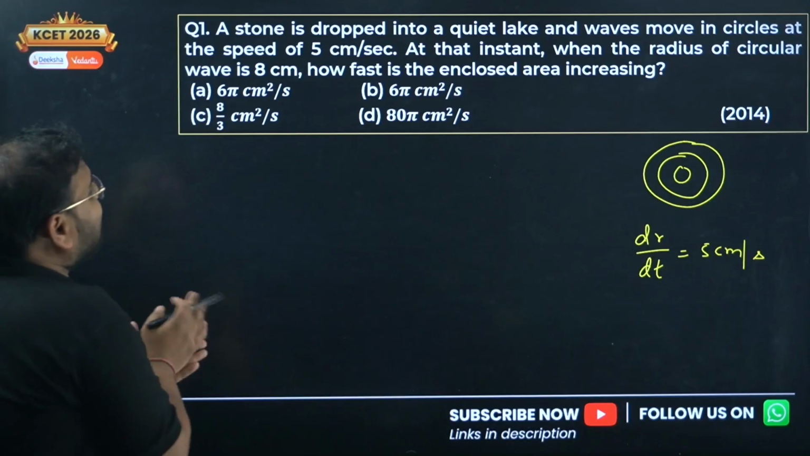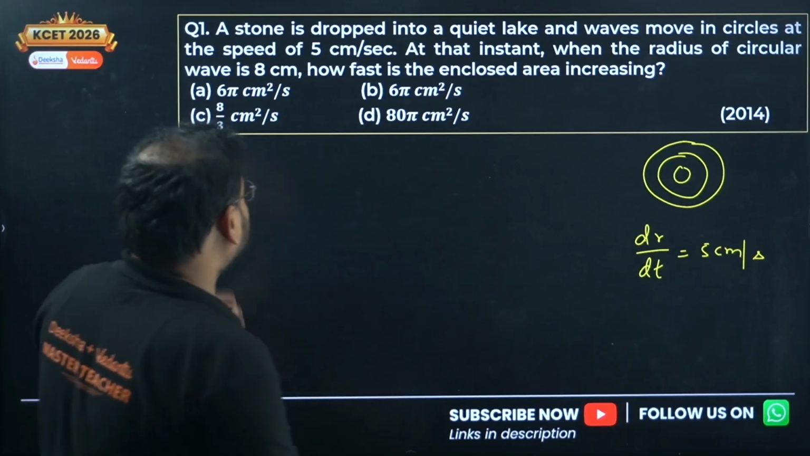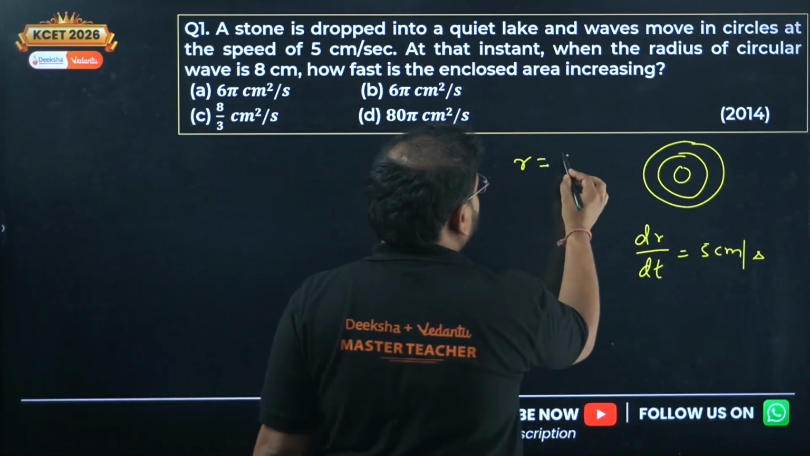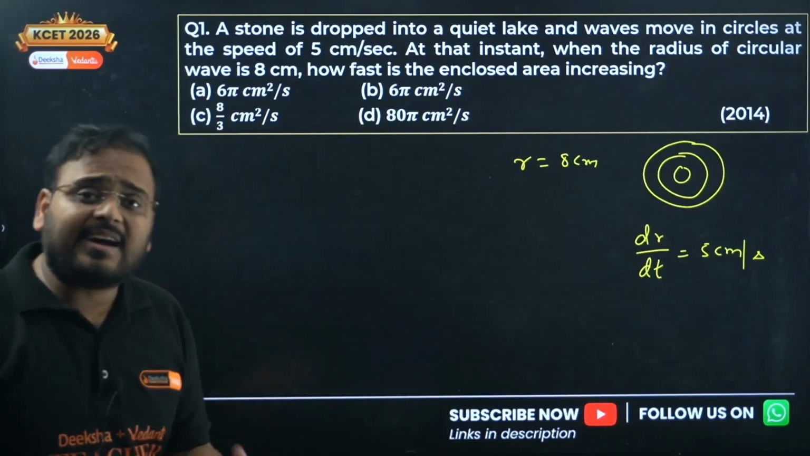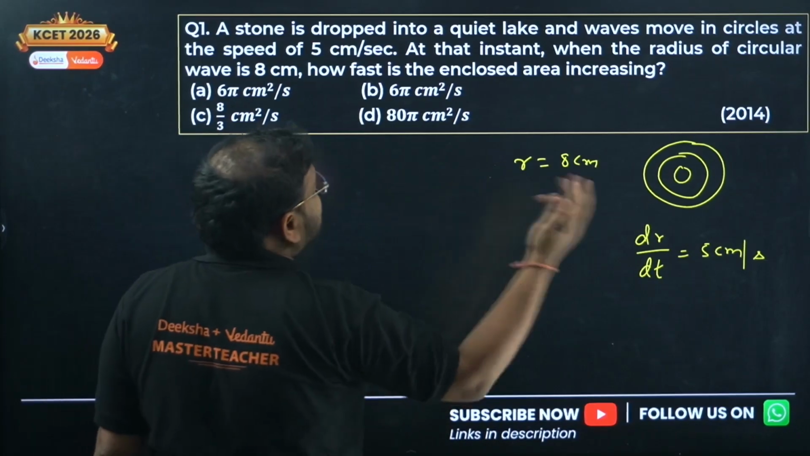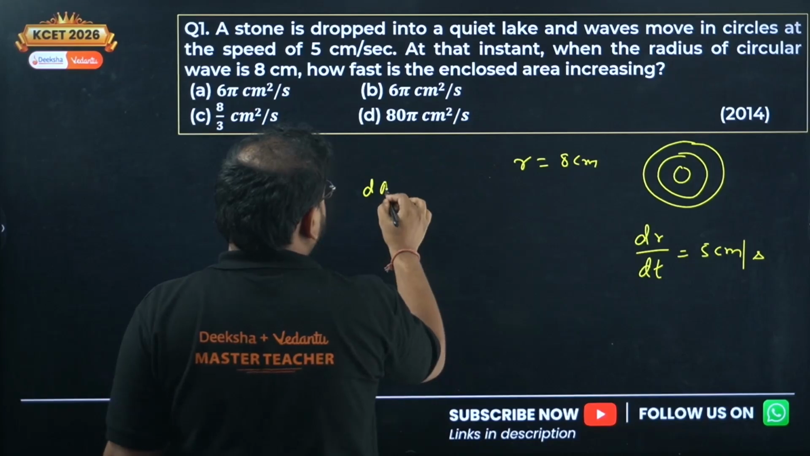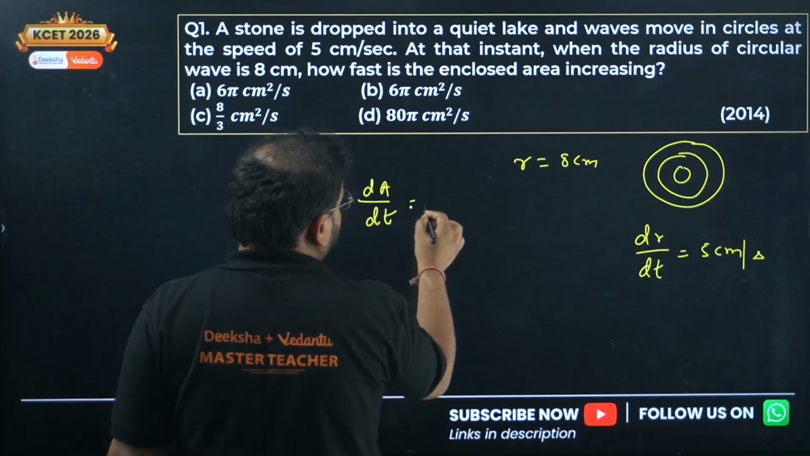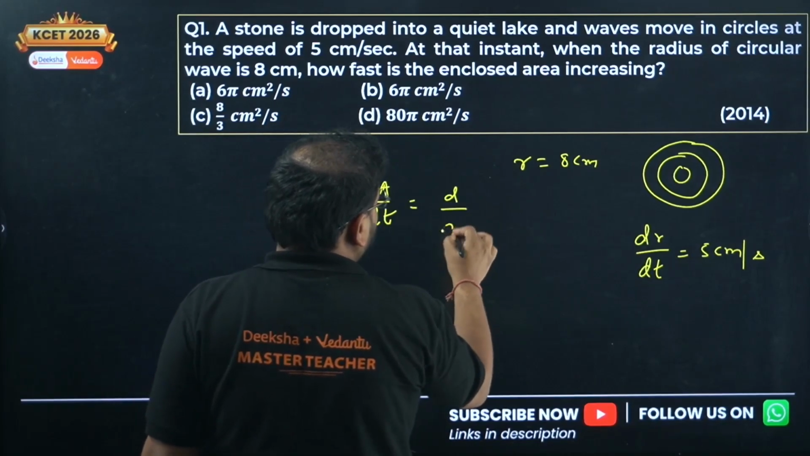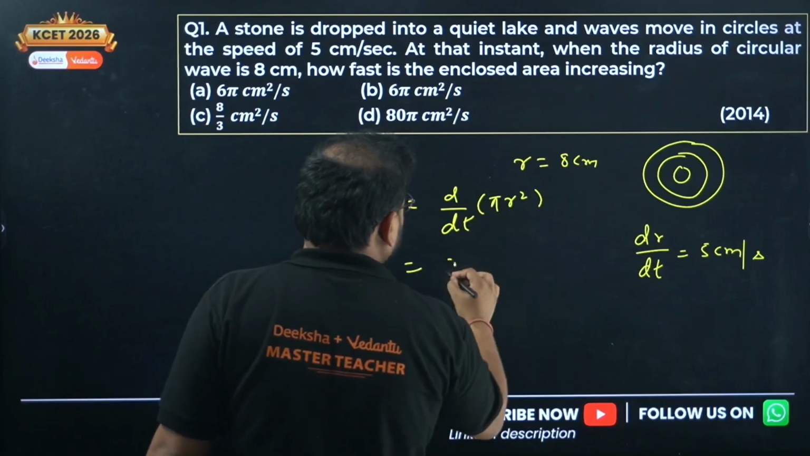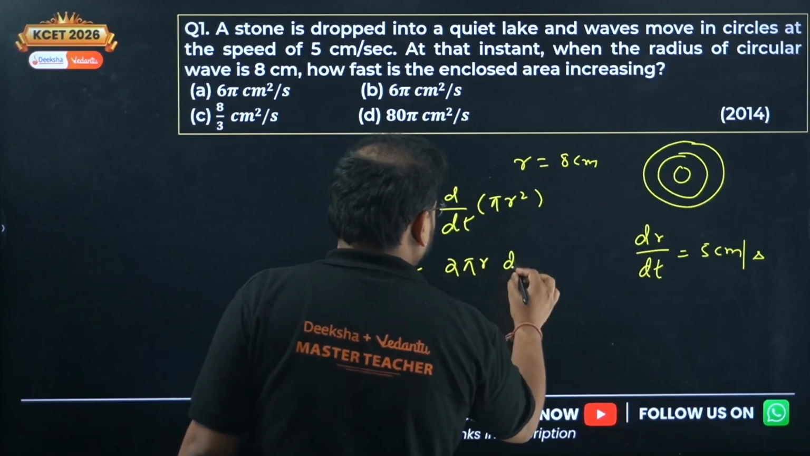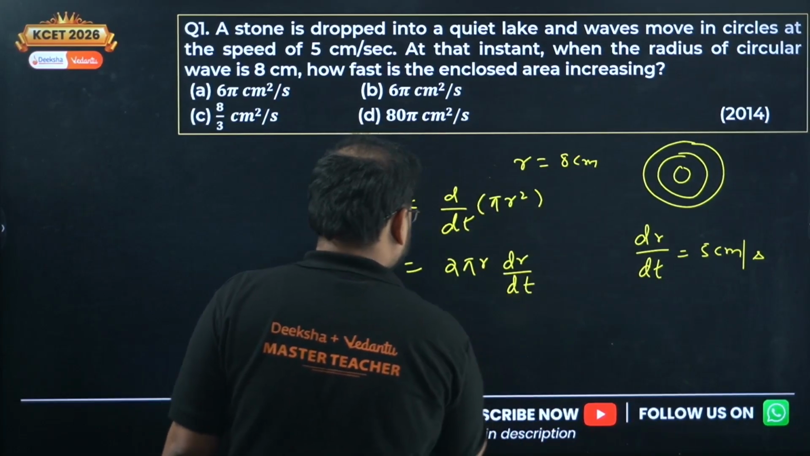Next, at that instant, when the radius of the circular wave is given as 8 centimeters, they're asking how fast the enclosed area is increasing. So dA by dt will be the derivative of pi r square, that's the area of a circle. So we get 2 pi r dr by dt.